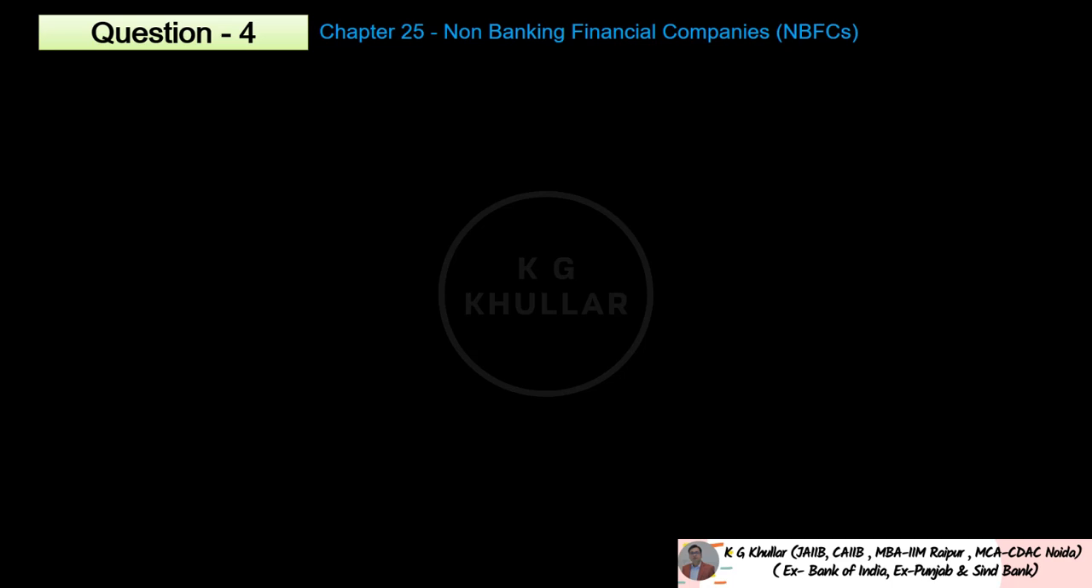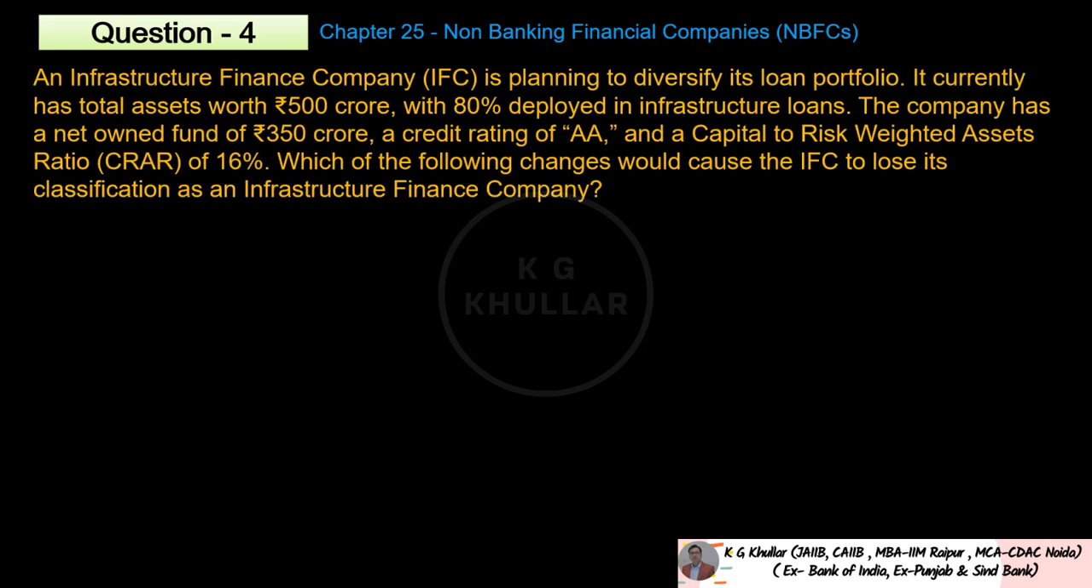The next question is also from the chapter NBFCs. And the question is, an infrastructure finance company, that is IFC, is planning to diversify its loan portfolio. It currently has total assets of Rs 500 crores with 80% deployed in infrastructure loans. The company has a net owned fund of Rs 350 crores, a credit rating of AA and a capital to risk weighted asset ratio, that is CRAR ratio, of 16%. Which of the following changes would cause the IFC to lose its classification as an infrastructure finance company?